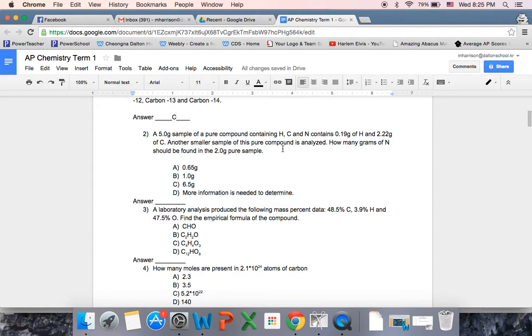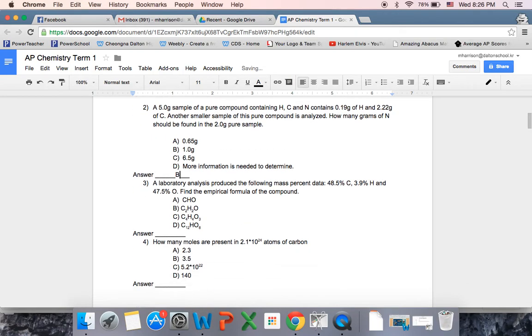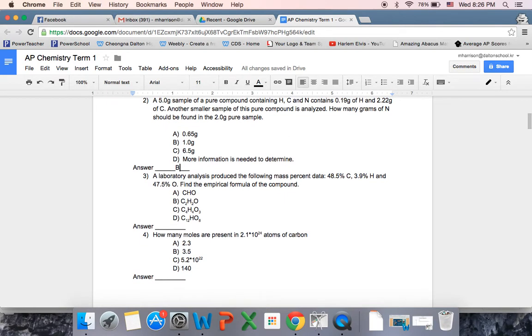If we work out how many grams of nitrogen were in the 5-gram sample, we had 2.2 and 0.19. We're going to find out that there were 2.59, which means that it should be roughly half. If we look at the options, none of the options are close to that, except for B. Remembering the important principle here is that for the pure sample, the ratios are going to be constant.